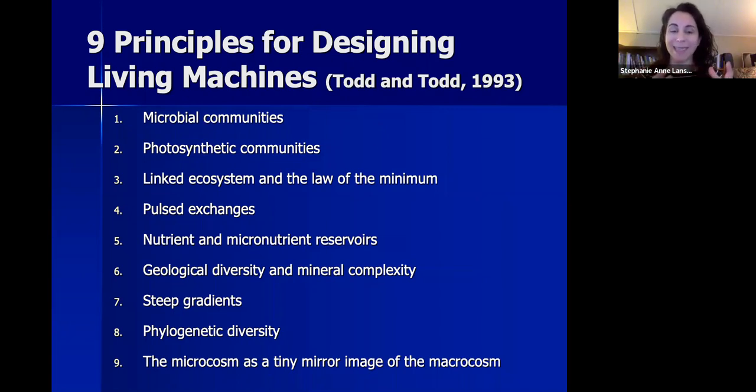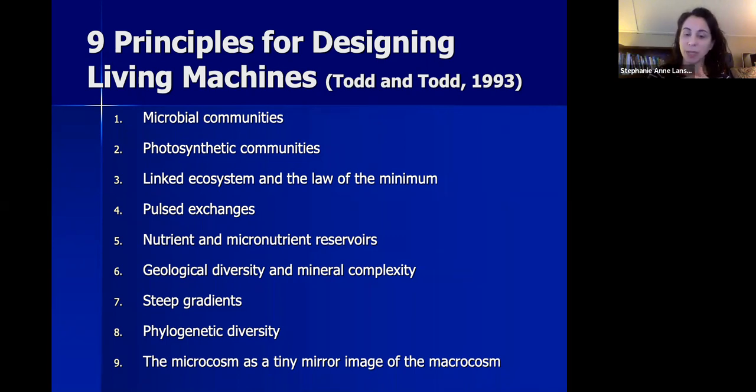Again, number 3 is the linked ecosystem and the law of the minimum. What this means is we need to link these different systems together. So whatever one system is missing, we can bring that and recycle that back through. And so that we actually address these limiting nutrients and limiting agents by using recirculation and by using linked systems from one to another. This idea of pulse exchange, if you have a pulse system, the idea is it'll work at a higher efficiency.